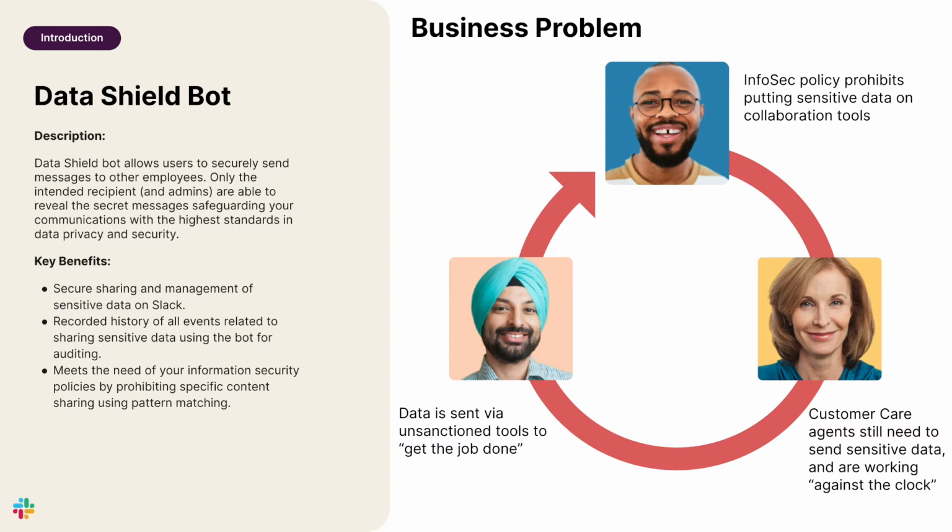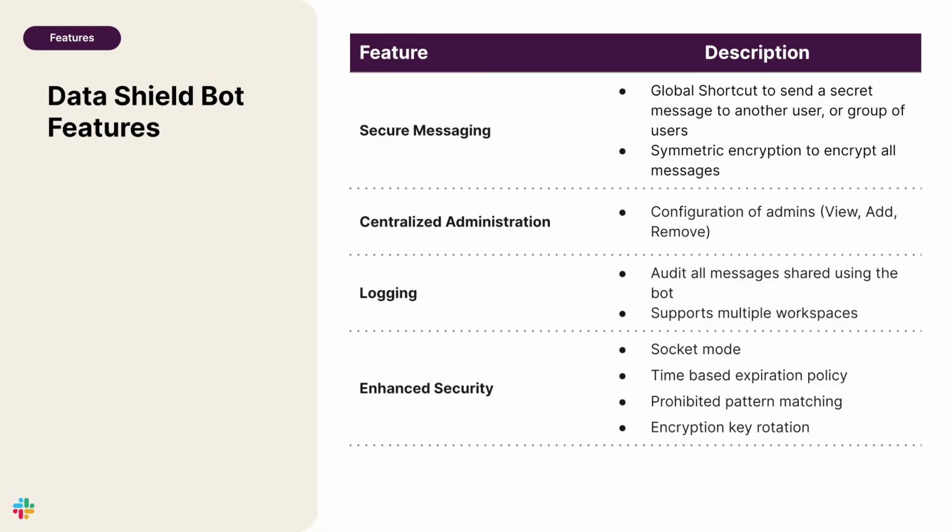With the Data Shield bot, you can securely share and manage sensitive data using Slack, track and audit all events related to sharing sensitive data using the Data Shield bot, and comply with your organization's information security policies using the advanced features built into the app. The Data Shield bot provides several features that will enable you to securely communicate sensitive data with the highest standards in data privacy and security.